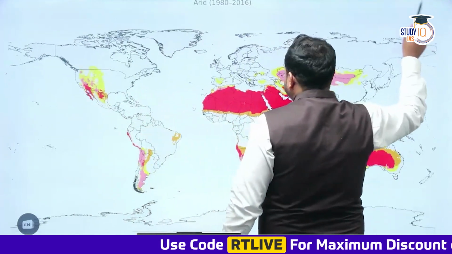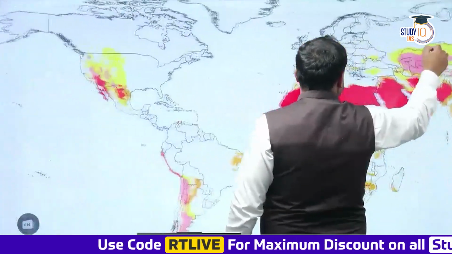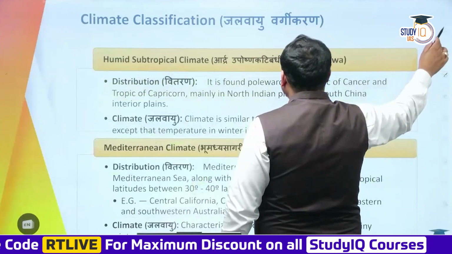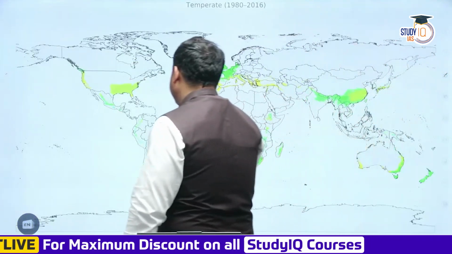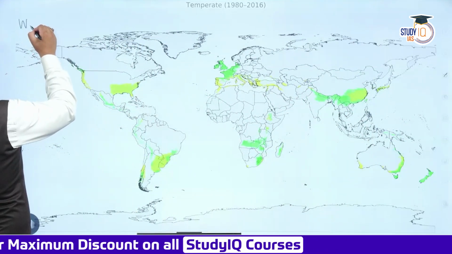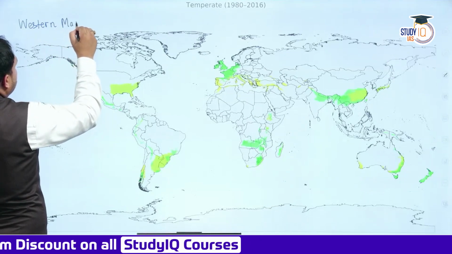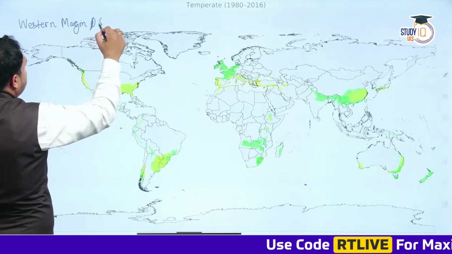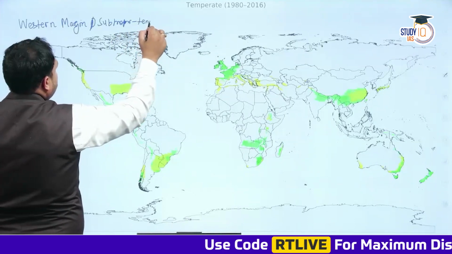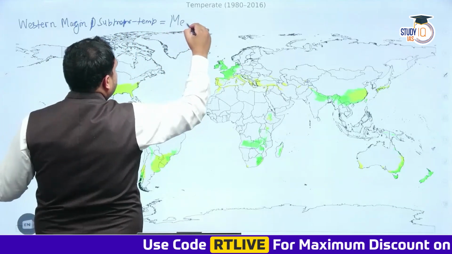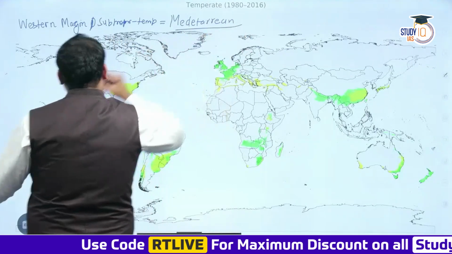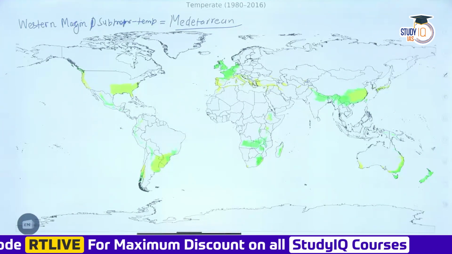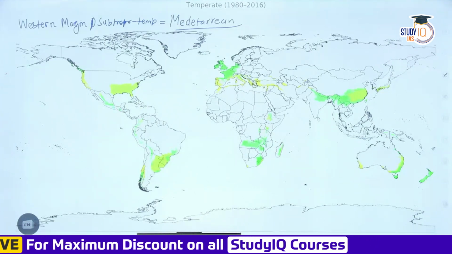Now guys, after this, let's move on to the C type of climate. The first C type of climate that we are going to talk about is the Mediterranean type of climate, also known as Western Margin subtropical or temperate, but popularly known as what? Mediterranean type of climate. And UPSC has asked questions multiple times, and UPSC got tired of asking so much from here. So many questions have come from this region, PYQs. I will show them to you in the next class.